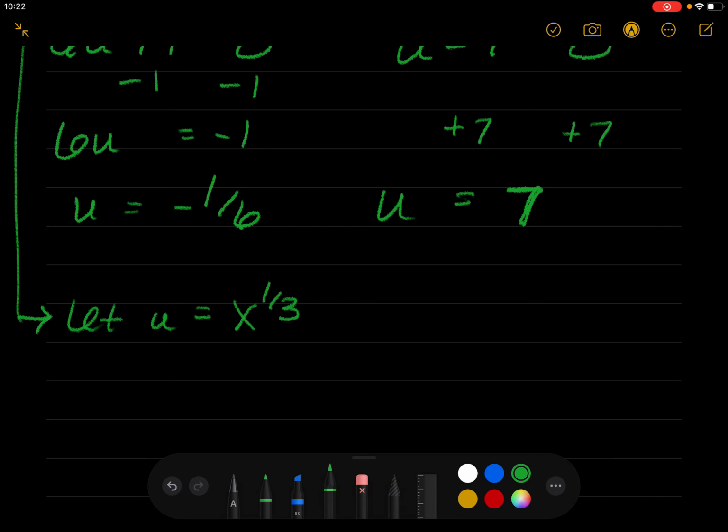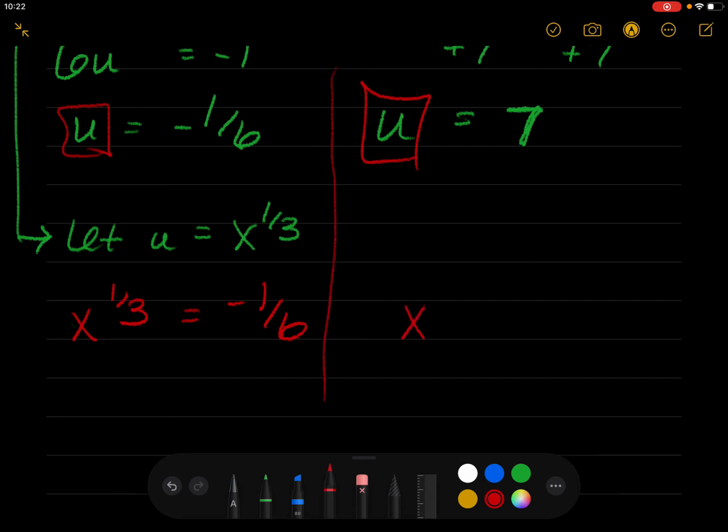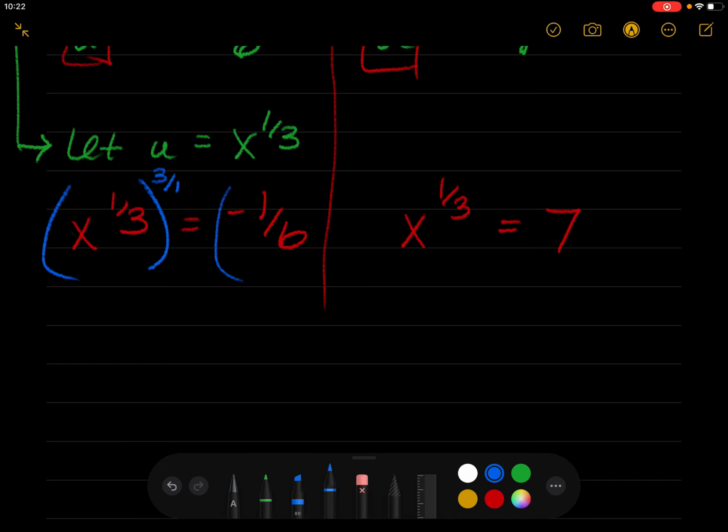So we're going to now plug back in where we see u and say this right here was u. So it's going to be x to the 1/3 is equal to negative 1/6. Similarly, this was u is equal to 7. And that's going to kind of be my second over here. x to the 1/3 is equal to that positive 7. Now, to solve for x, because we do want x to the first power, we will take both sides and raise it to the reciprocal of that, or raise it to the third power.